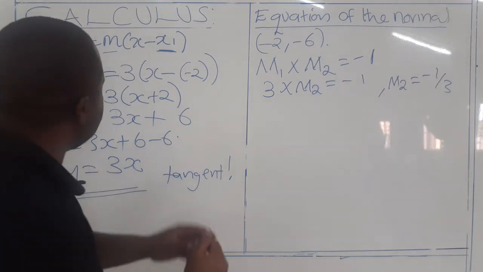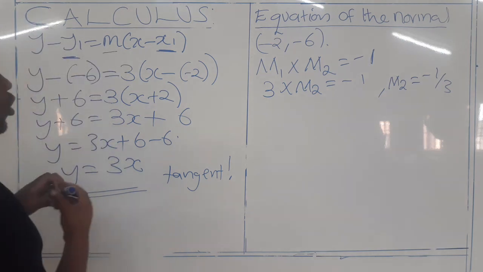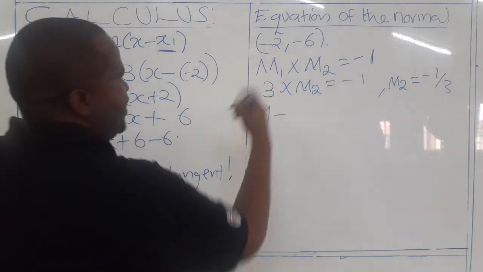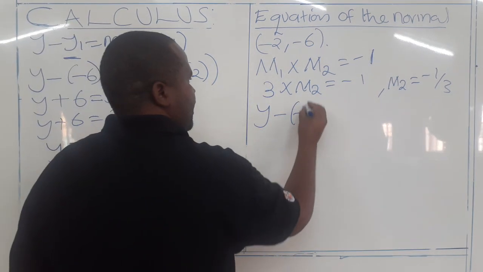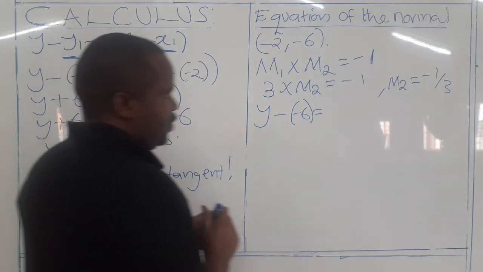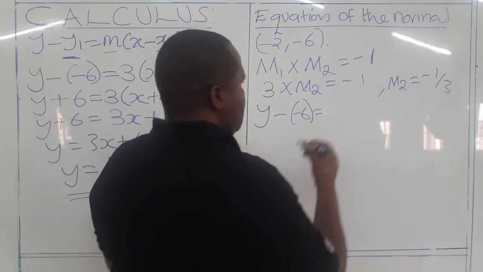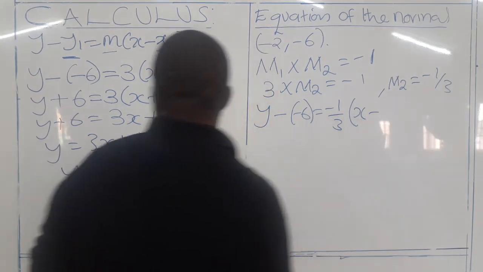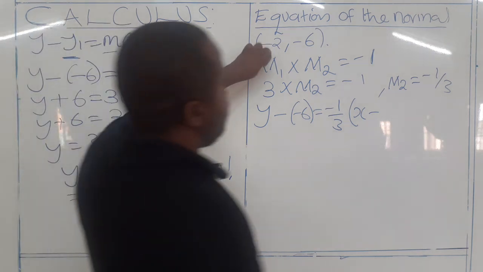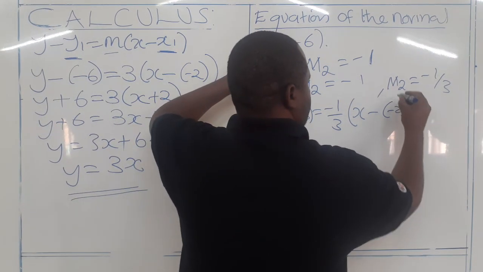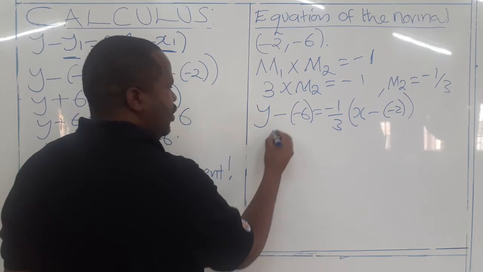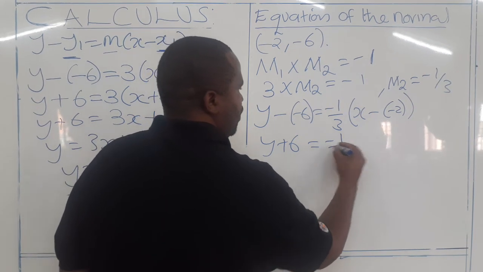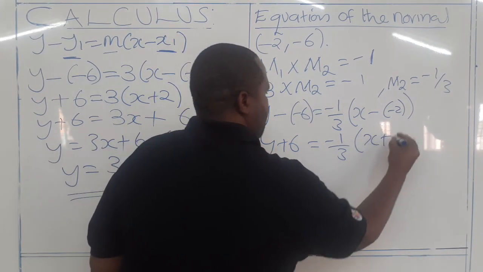To get the equation of the normal now, we do the substitution. So we are going to say y minus, what is our y1? Again, it's negative 6. So I'll put negative 6 is equal to, what is our gradient? It's negative 1 divided by 3, x minus, x1 is negative 2. Okay. So again, when we distribute the sign, here we have y plus 6 is equal to negative 1 over 3, x plus what? Plus 2.